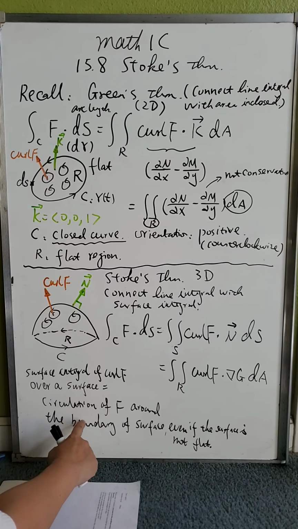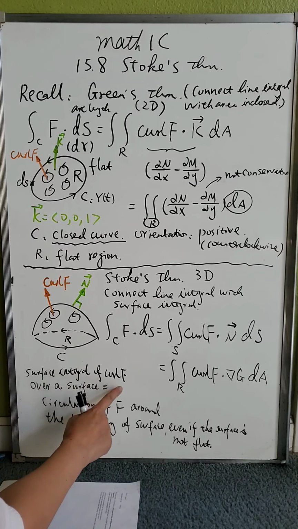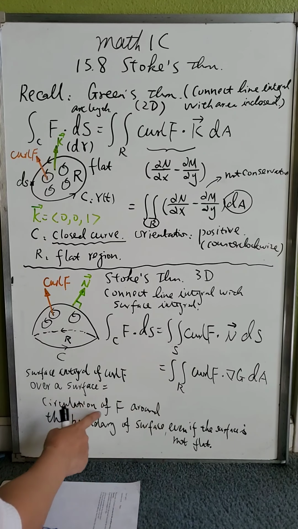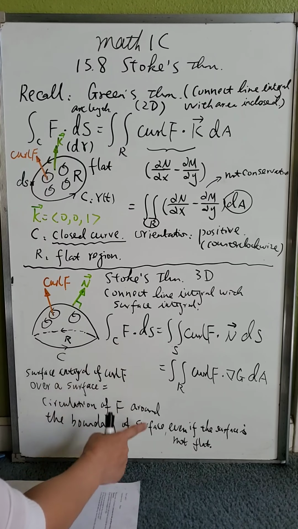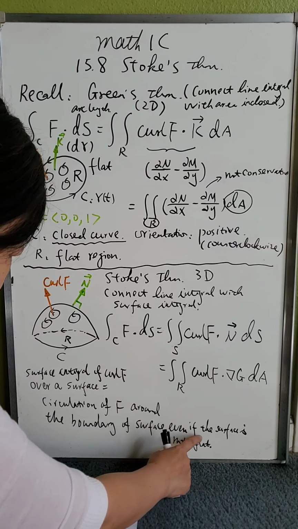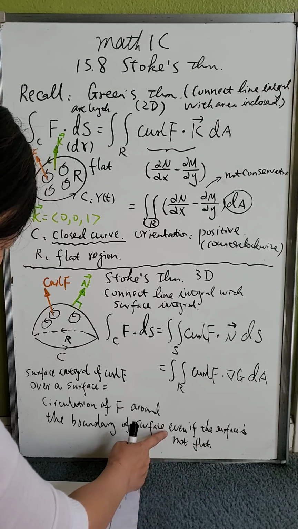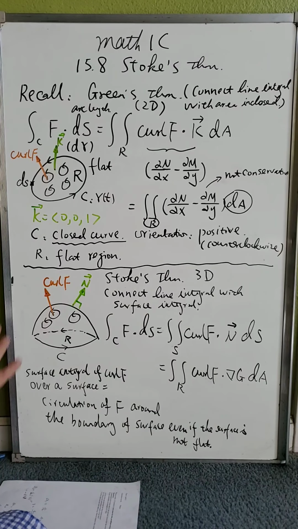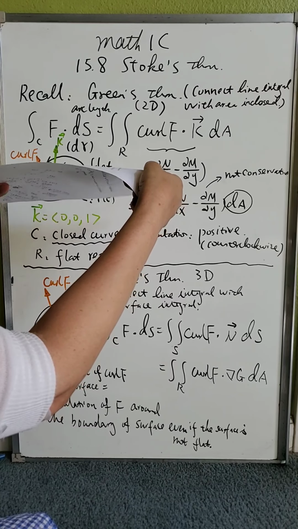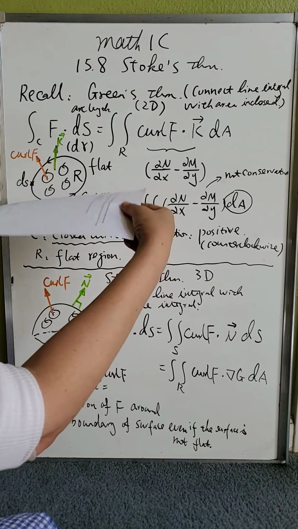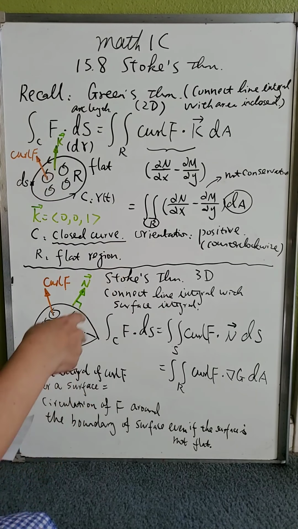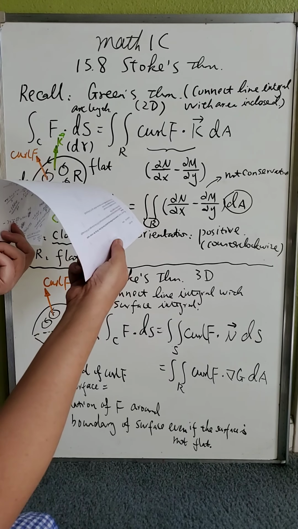So Green said that the surface integral of the curl of F over a surface is equal to the circulation of F around the boundary of the surface, even if the surface is not flat. That's what he believed. So Green said flat, but Green died very young, so he probably wasn't able to do this. If he had waited a few more years, he may have been able to do this one also. But Stokes said 3D will be the same.